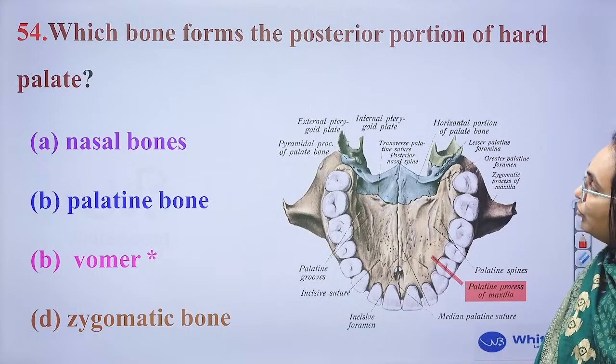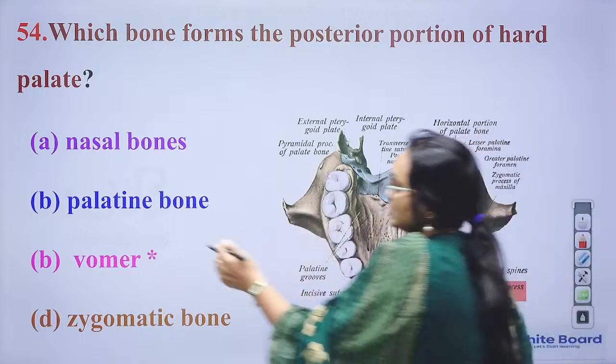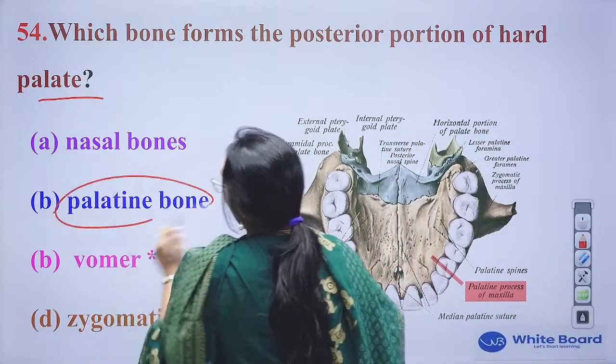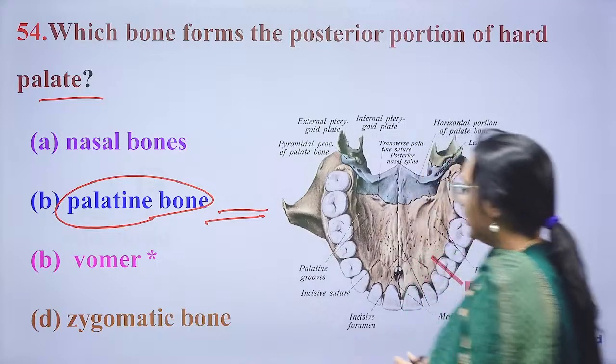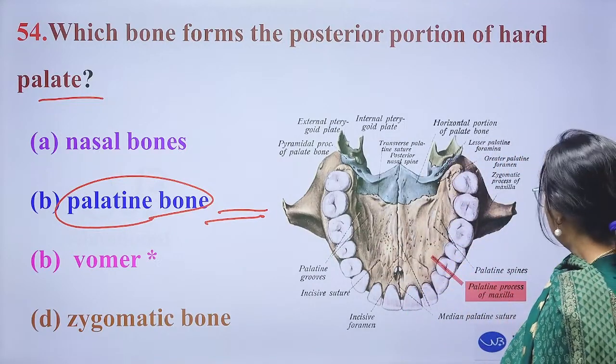Next question. Which bone forms the posterior portion of the hard palate? The name itself is there, palate. The palatine bone forms the posterior hard portion of the palate. Okay, so palatine is the answer.